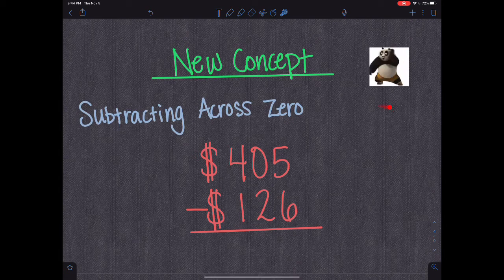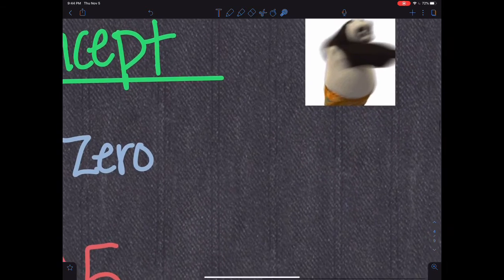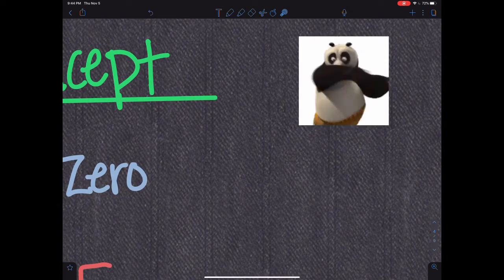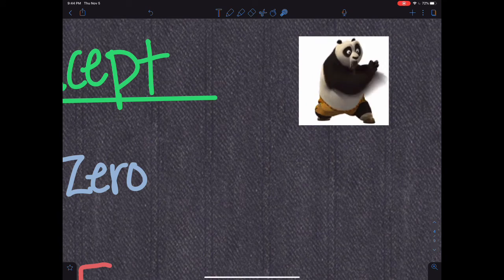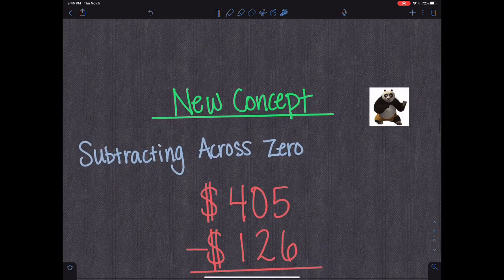And the reason I put Kung Fu Panda here is, for one, I know you like him, but also I remembered the part where he says, there's now a level 0. So we're going to learn how to subtract across 0.